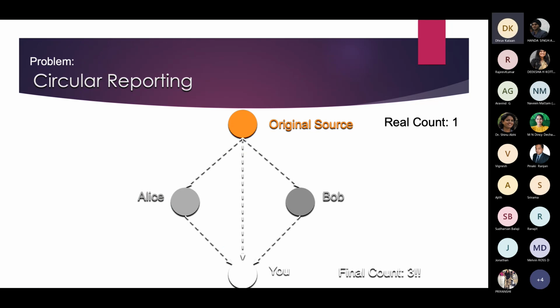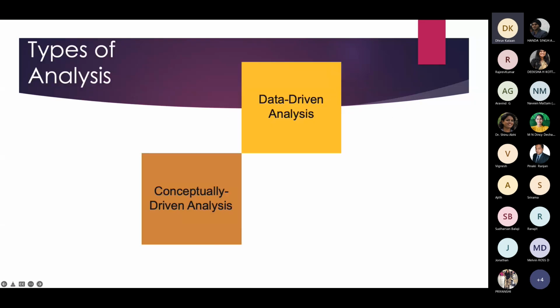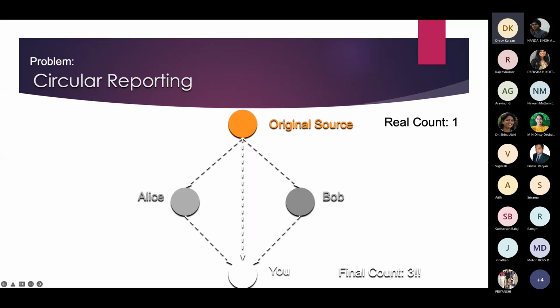Talking about the problems, right? The first problem that we look at is circular reporting. And in circular reporting, the problem that you see is that on one source of information that you're getting, right?